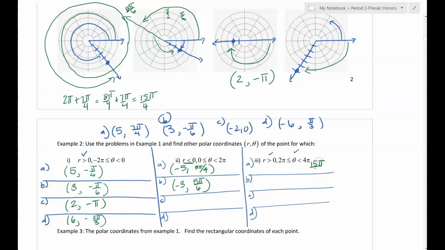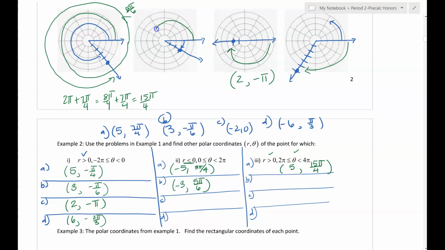15 pi divided by 4. Now it wants a positive radius. We already have a positive radius of 5, so now we're just going to copy the 5 back down. B, similarly, it wants exactly the same spot and a positive angle.